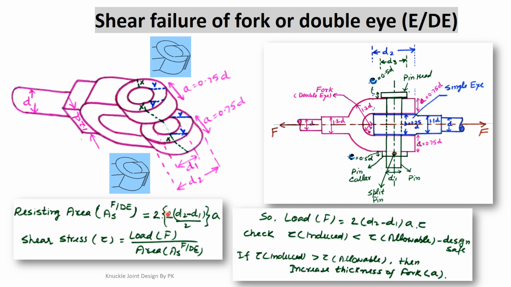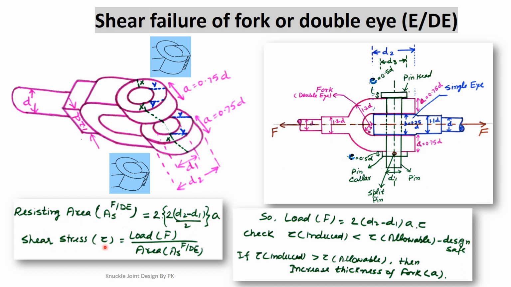This is the area on the upper eye, because this dimension is (d2 minus d1) by 2 into a, and this dimension is also (d2 minus d1) by 2 into a. The total area is (d2 minus d1) divided by 2 into a, into twice. A similar kind of failure also happens on the lower eye, so we multiply by 2 because there are two eyes. So this 2 will cancel out, and the total area is 2 (d2 minus d1) into a. This is the net resisting area.